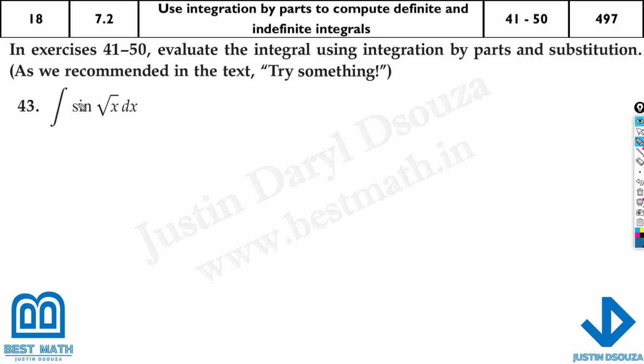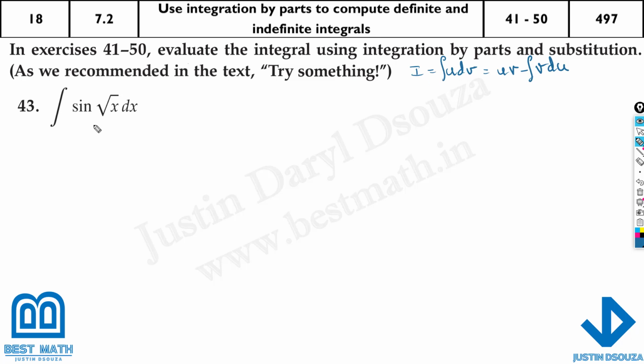So the 43rd one is sine of square root x dx. Now how can you solve it? Because I cannot directly use integration by parts. The integral of u dv is equal to uv minus the integral of v du. This is the formula, and this is the integral, the second part.